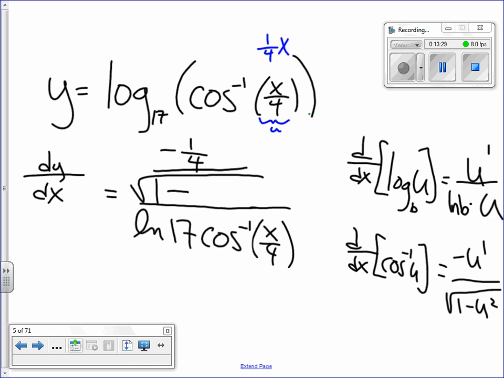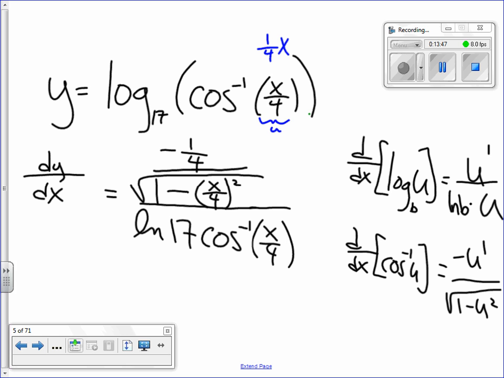X squared. Okay, we could either do x over 4 squared, if we put in parentheses, or x squared over 16 without the parentheses.